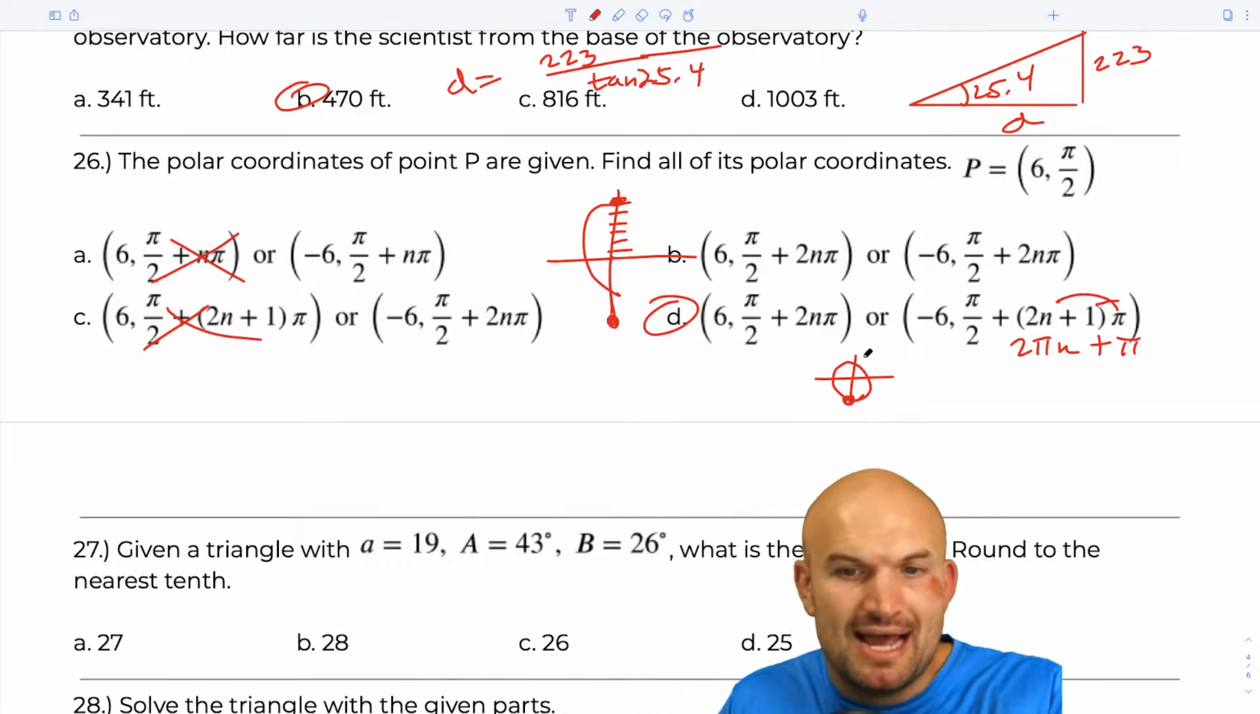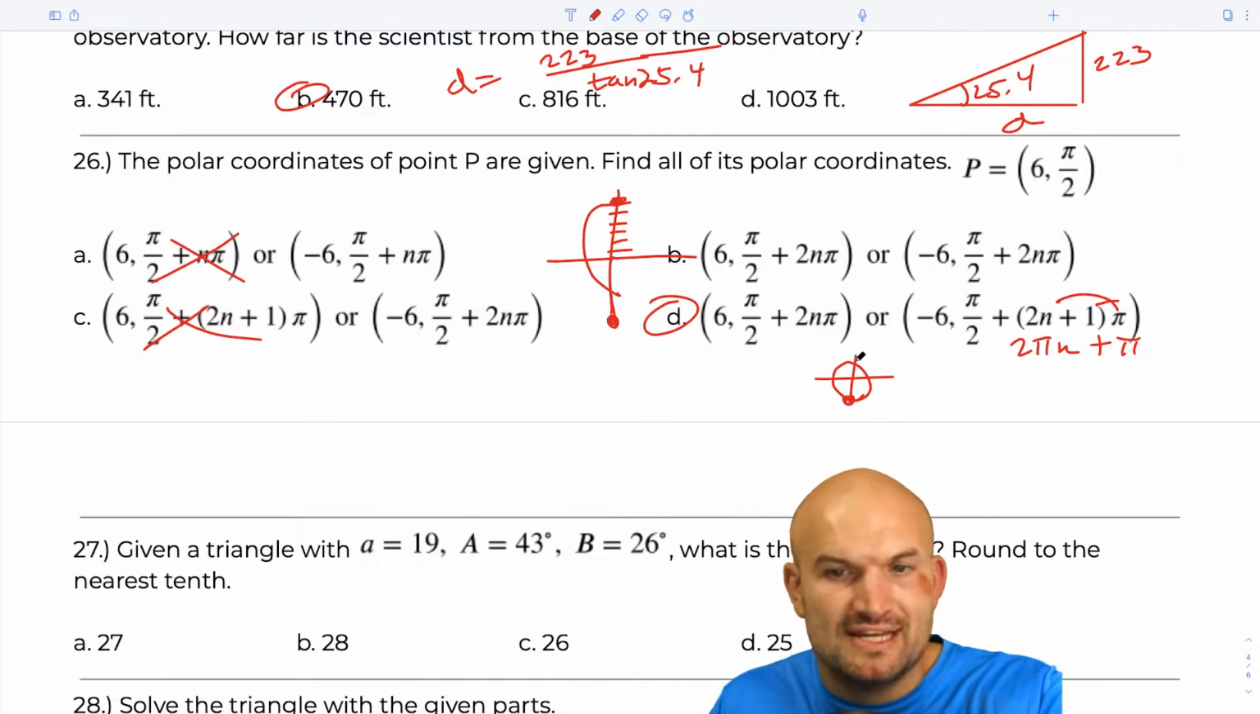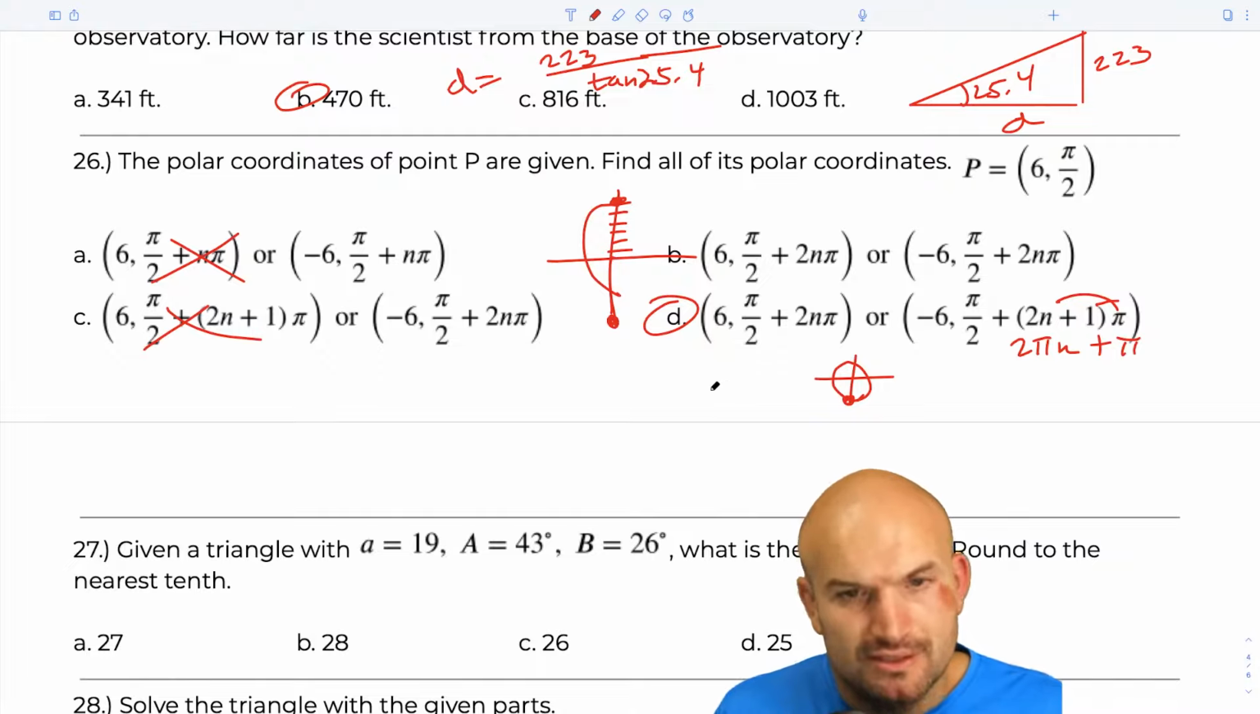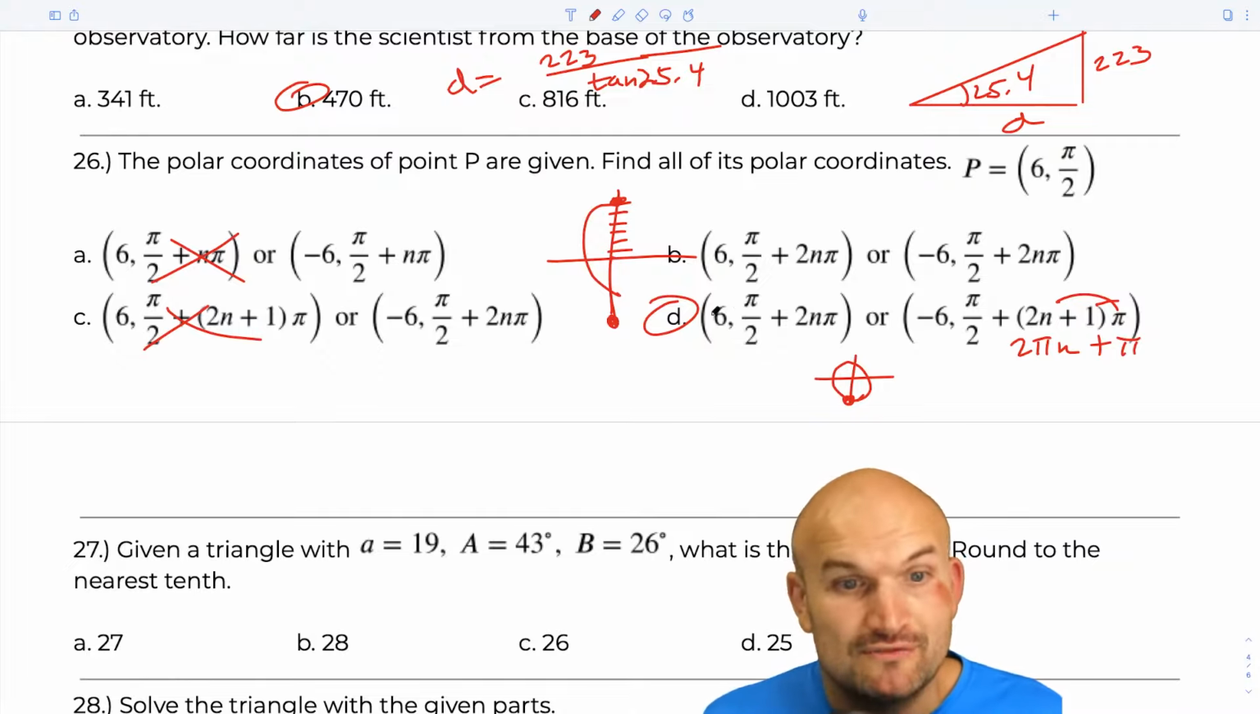So once you do π/2 with negative 6, that takes you down there. What you want to do is add π to it, which would take you up here, and then do 2πn. It's kind of always a confusing one. This is definitely a more confusing portion of that, but the answer is D.